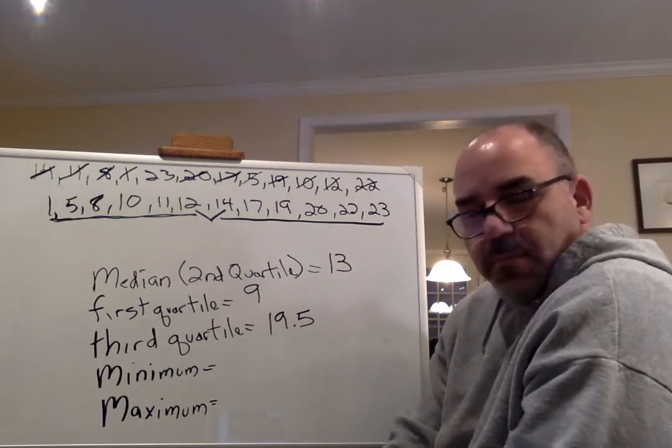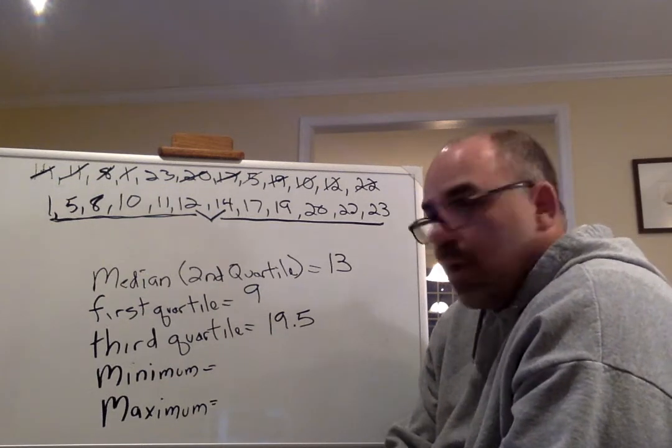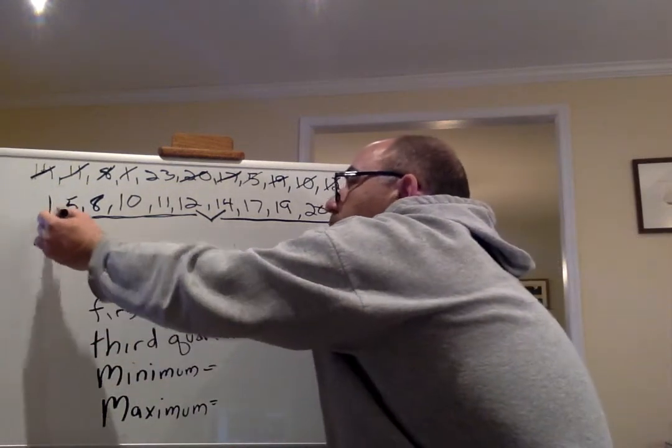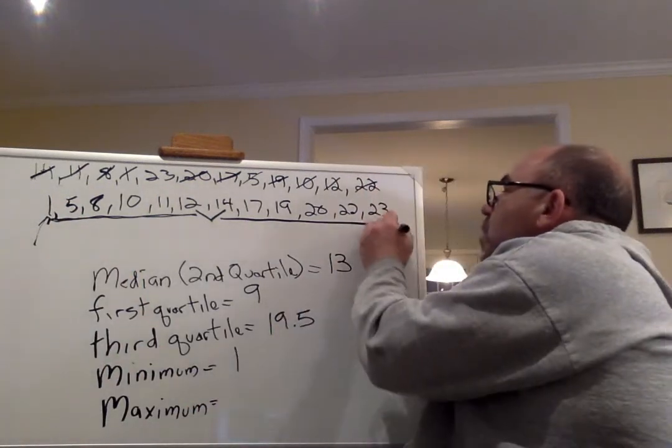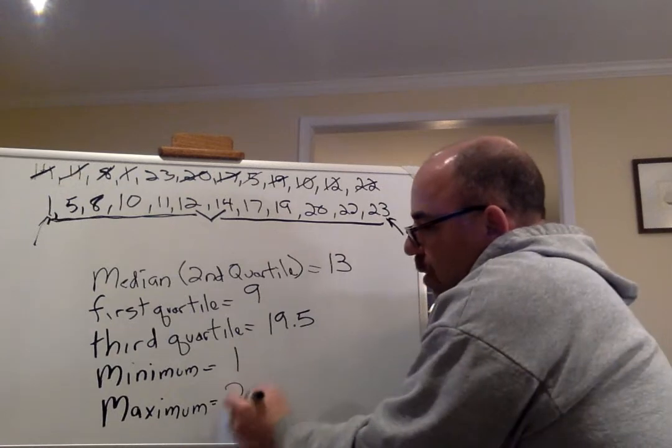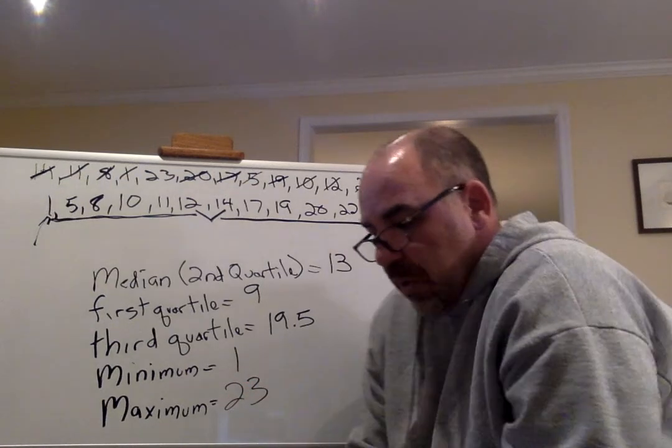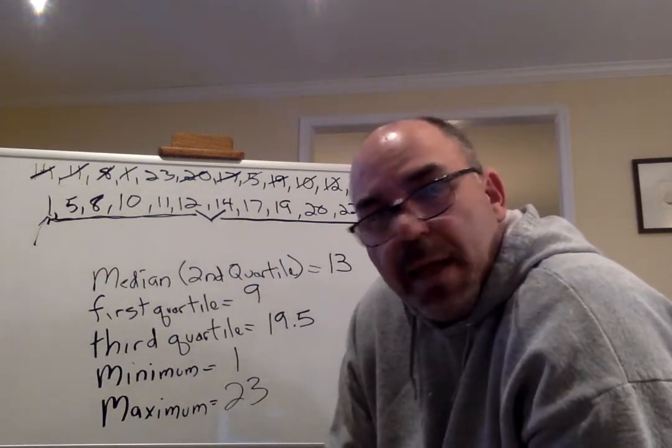Minimum. Well, the minimum is the smallest number. Here's my minimum. Minimum is 1. And the maximum is my highest number, which is 23. Okay, guys?